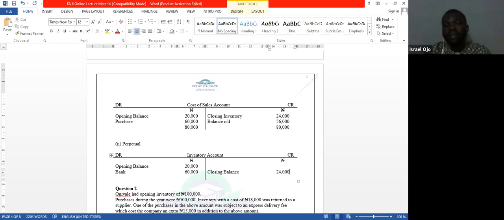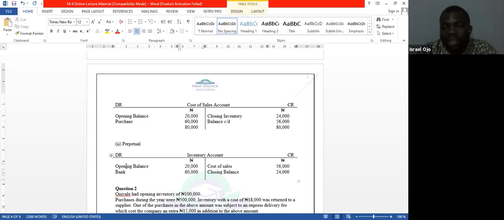The left-hand side is 80,000. The right-hand side is 24,000. So it means there is a difference. Now, how do you get that difference? 80,000 minus 24,000 will give us 56,000. Now that difference, the name of the difference is what we call cost of sales. Under the perpetual method, the balancing figure in the inventory account is the cost of sales if we are given the closing balance.